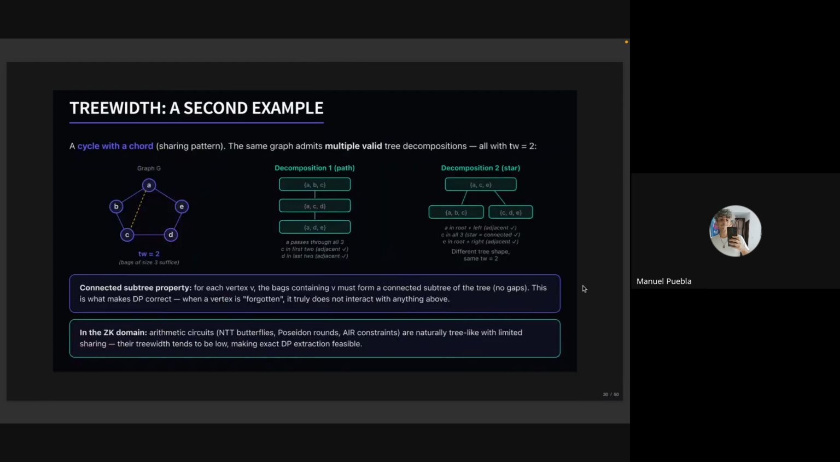A second example, I'm sorry. A cycle with a chord. We have different bags that we can write right on top of this graph. Different configurations lead to different edges between these bags. And the thing is that for our purposes, the tree width is going to be very low. These are tree width 2 things. We're going to be dealing with e-graphs that show tree width that's below 10. That's a very nice thing for us.